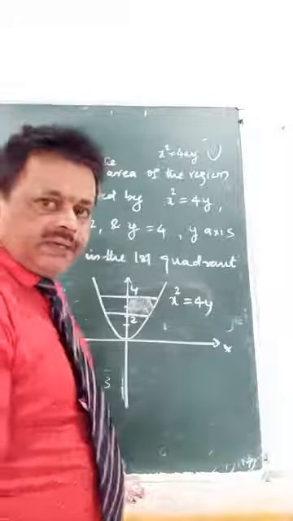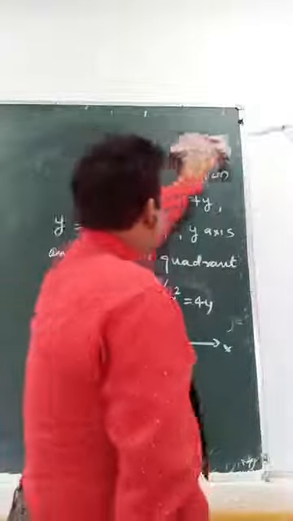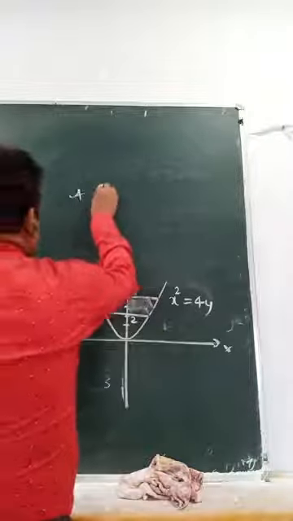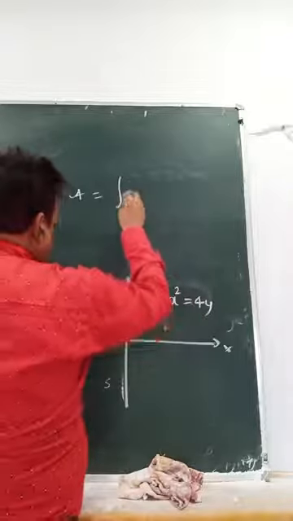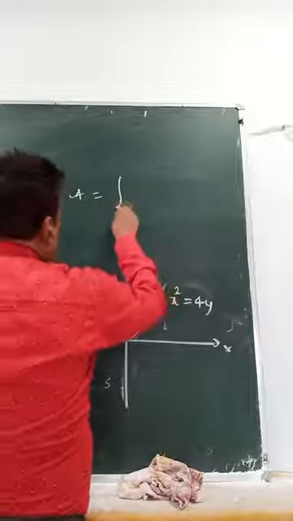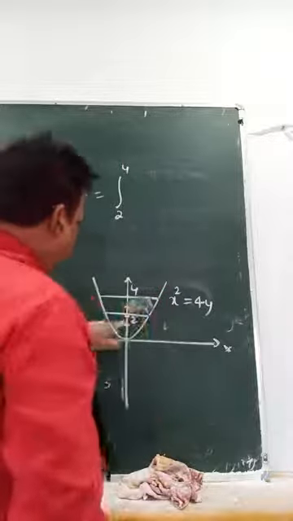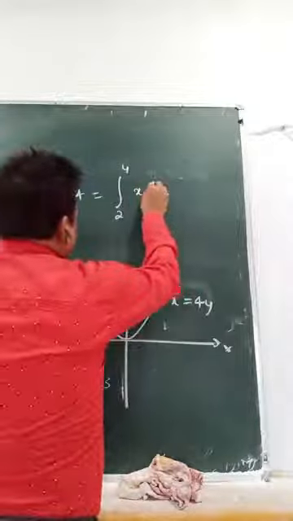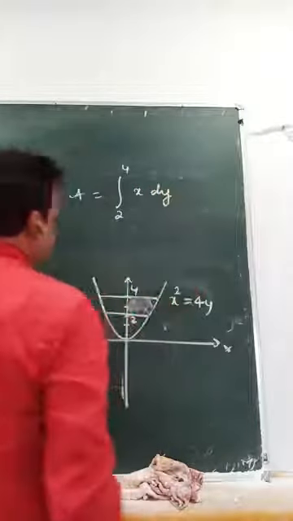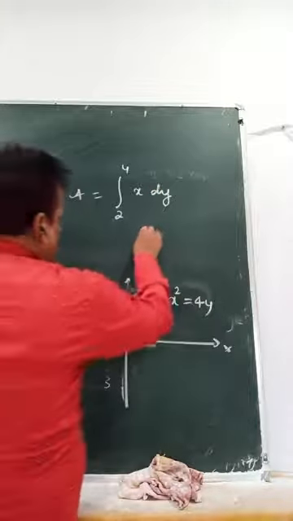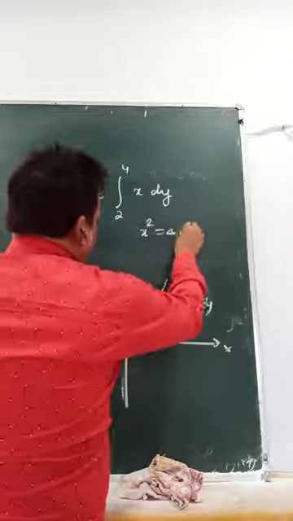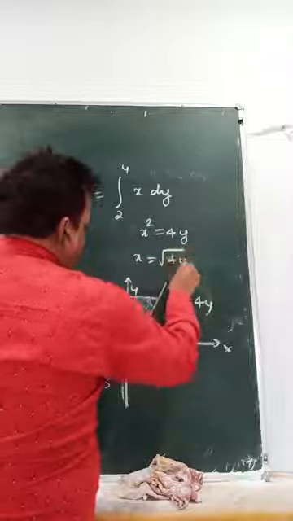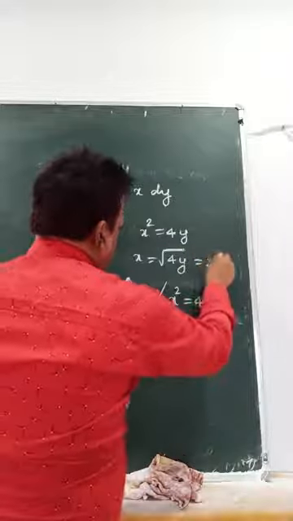So what is the required area? The area will be integral 2 to 4, because y-axis 2 to 4, y-axis means x dy. Okay, how to find x? Now x square equals to 4y, x is equal to root over of 4y, that means 2 root y.